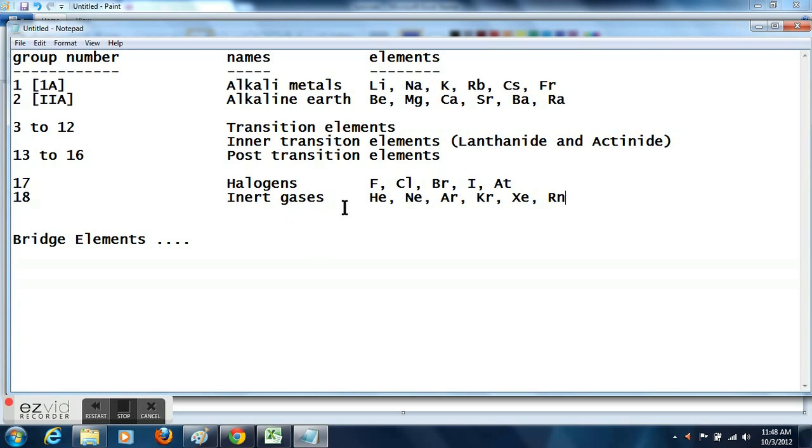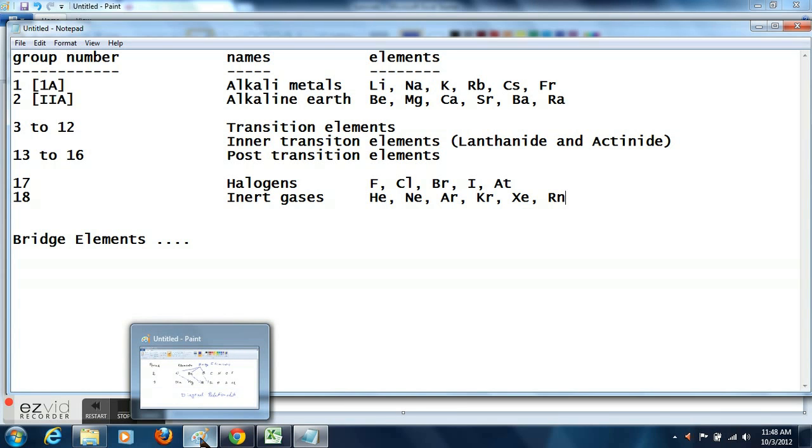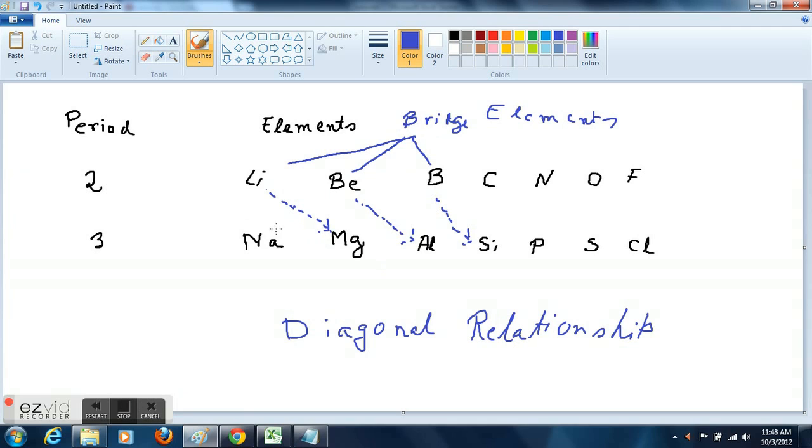I am going to discuss a little bit about one interesting aspect called bridge elements. Now listen very carefully. I will also pull up another slide here where I discussed bridge elements.